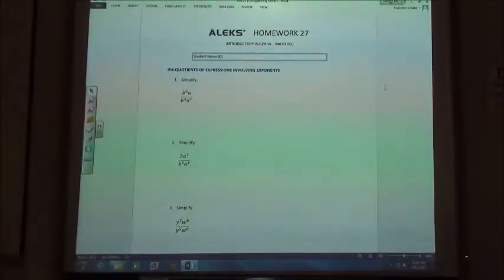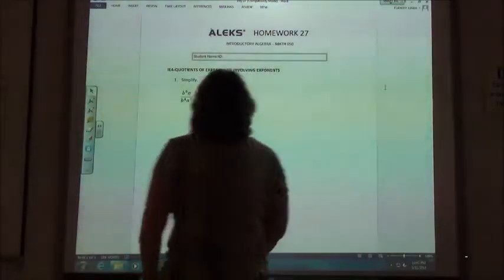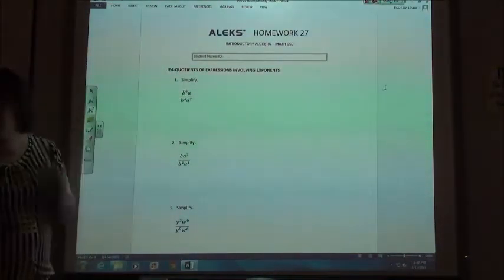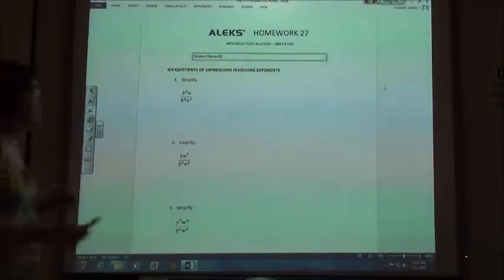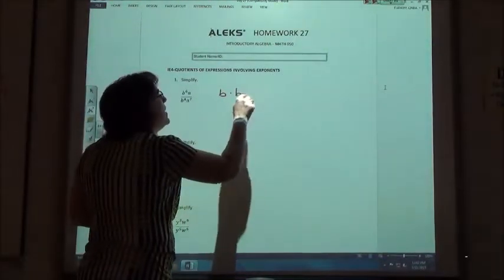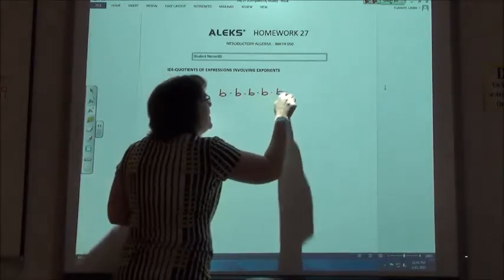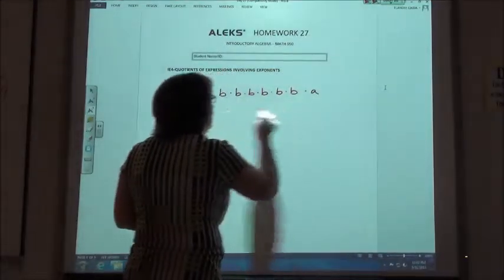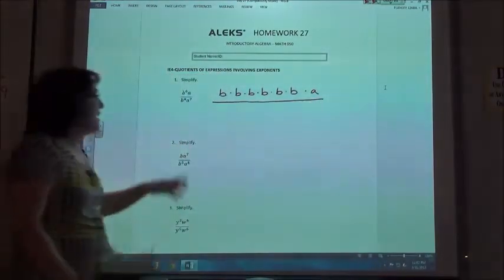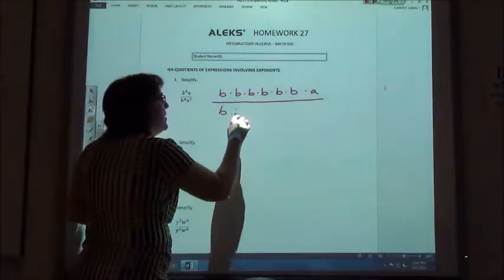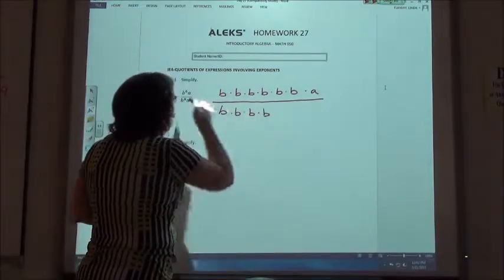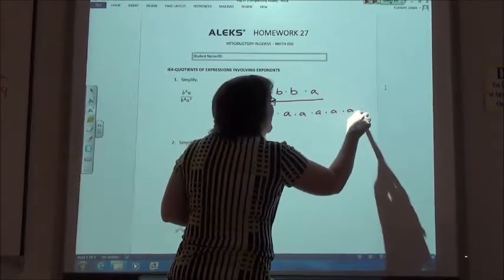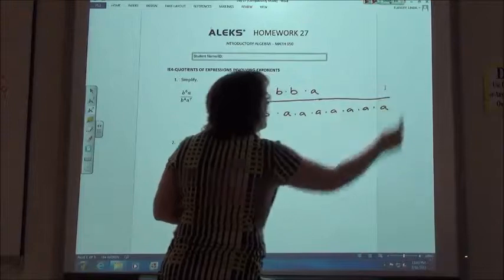All right, so we have quotients of expressions involving exponents. If I write this out the long way, b to the sixth means I have b times b times b times b times b times another b, right? So I have b to the sixth and a on top of my fraction. On the bottom, I have b to the fourth, b times b times b times b, and a to the seventh. 1, 2, 3, 4, 5, 6, 7, if I get them all there.